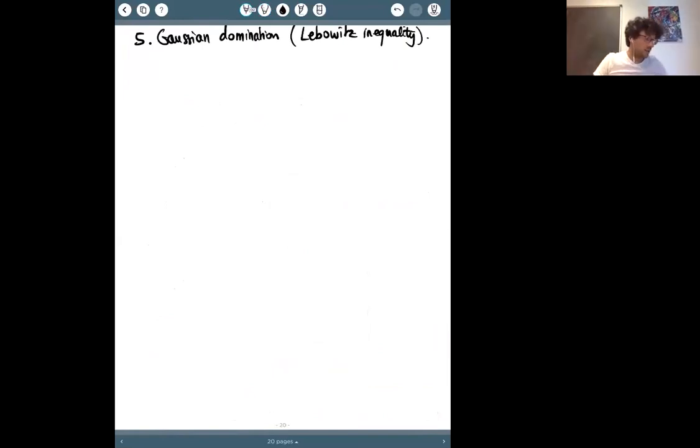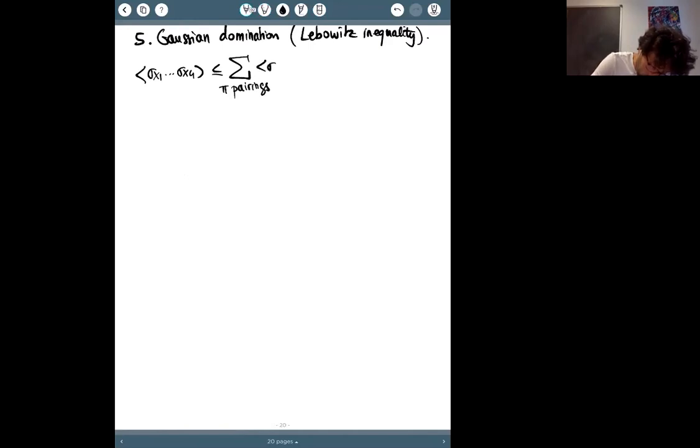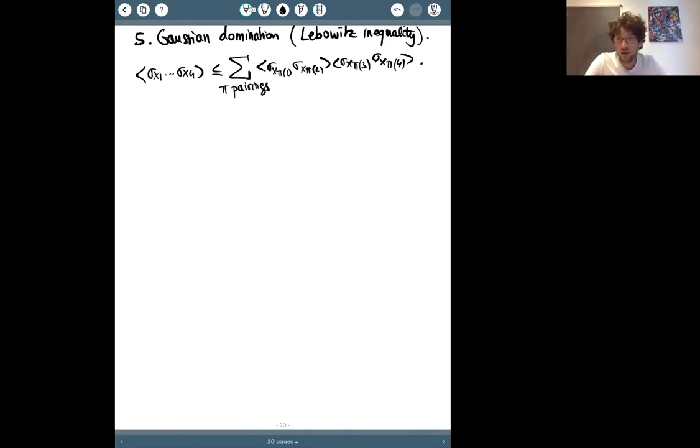Okay, what does the Lebowitz inequality say? It says the following: ⟨σx1 σx2 σx3 σx4⟩ is always smaller or equal than the sum of the pairings, ⟨σx_π1 σx_π2⟩⟨σx_π3 σx_π4⟩. You remember the whole goal of the lectures will be to basically prove that it's approximately equal. But what I'm saying is that it's always smaller or equal to the Gaussian bound. Always. Okay? Okay, let's prove it.